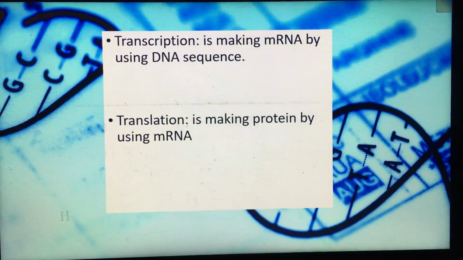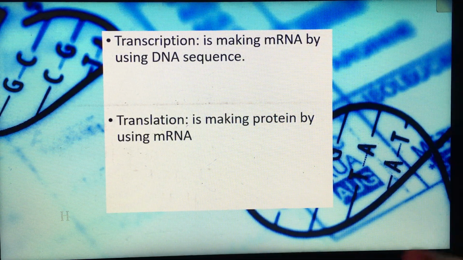But here we use tRNA. As we said, tRNA is a type of RNA molecule that helps decode a messenger RNA sequence into a protein. So tRNA helps decode a messenger RNA, which is mRNA, sequence into a protein.